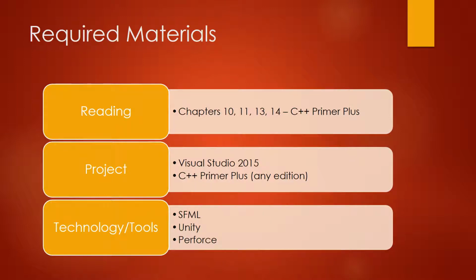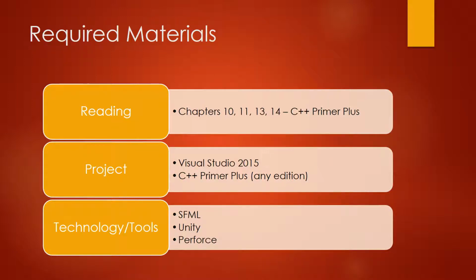So these are the chapters that are relevant to our class: 10, 11, 13, and 14 in the Primer Plus. These talk about object-oriented programming principles, classes, how to deal with overriding functions, virtual functions, polymorphism, all these things that we're going to be talking about in class. However, if you are so inclined to read more about this, you can. This is the same book we've been using, it just happens to be different chapters in the book.